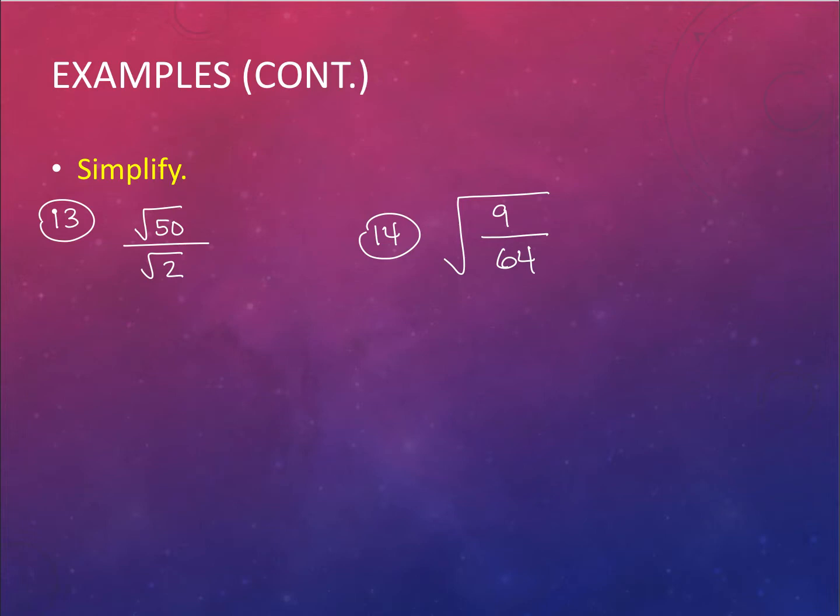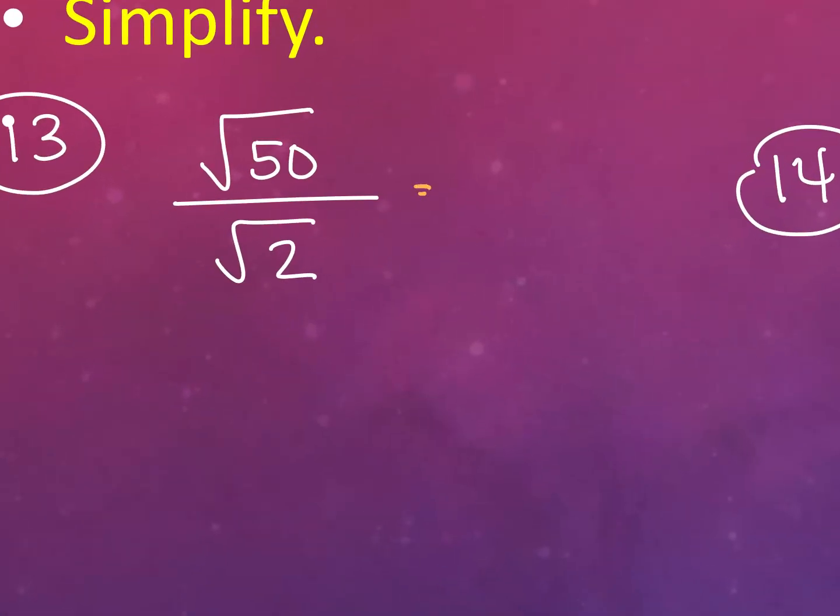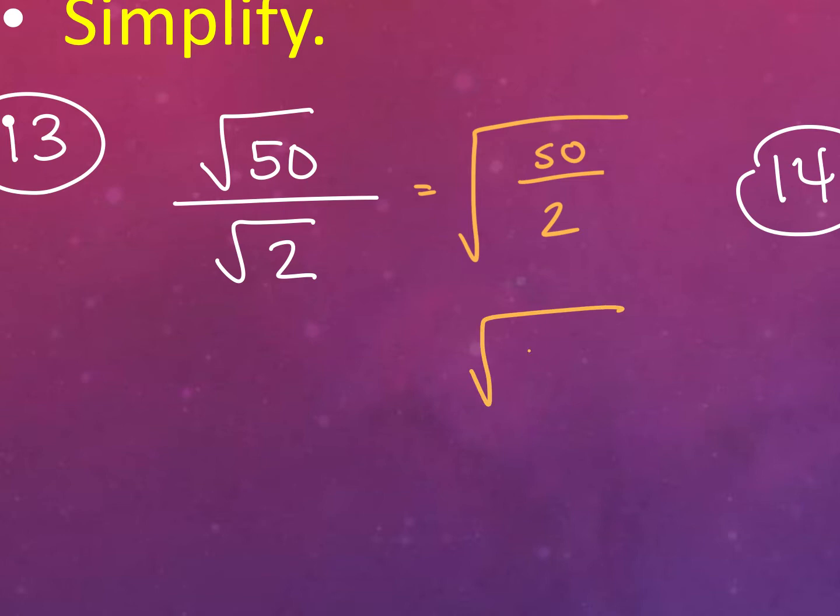We can do the same thing with dividing. So if I'm dividing two radicals, I can make them under one radical. So I have 50 divided by 2, all under the same radical. What's 50 divided by 2? 25. Do we know what the square root of 25 is? 5. Awesome. So our answer here would be 5.